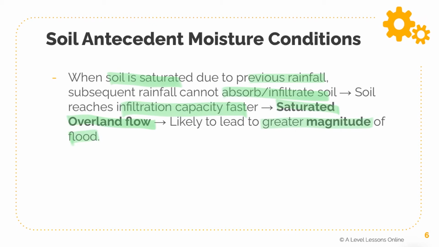So soil antecedent moisture tends to be more of a localized factor, but definitely can have very, very huge repercussions if rainfall tends to happen almost every other hour, every other day.